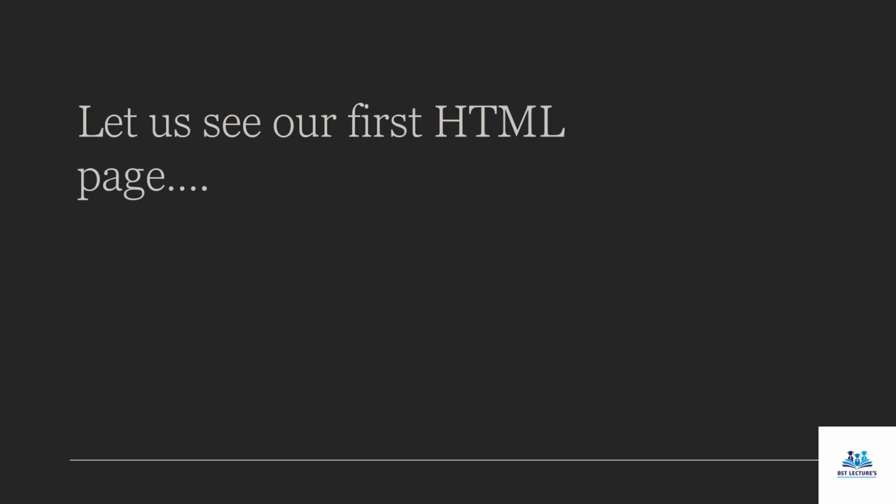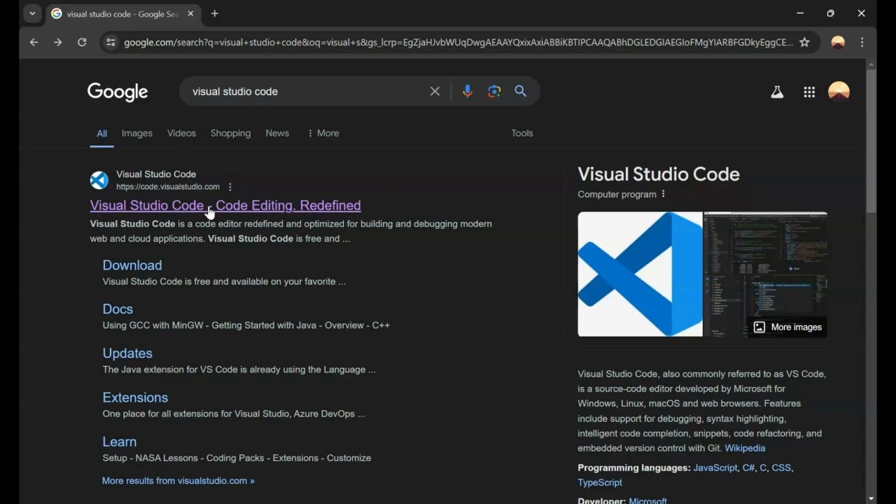Now let us see our first HTML page using Visual Studio Code. Are you guys ready? Yes, come with me. Let us join using Visual Studio Code. Here, let us see the Visual Studio Code editor. I am using this for writing our HTML page.